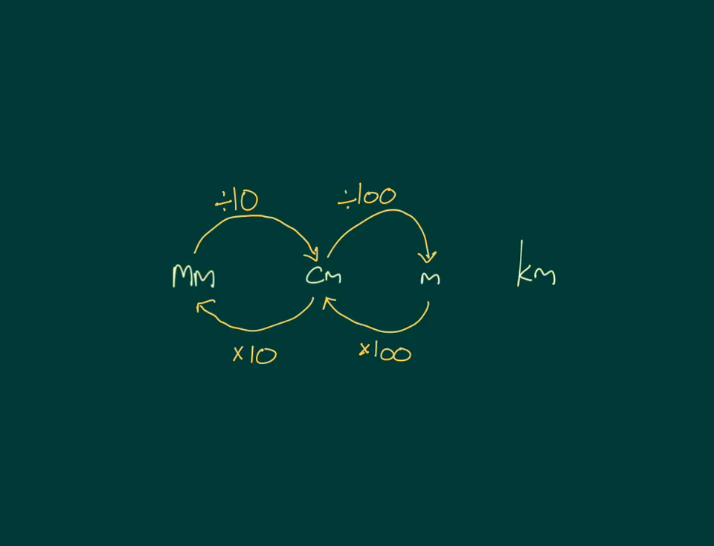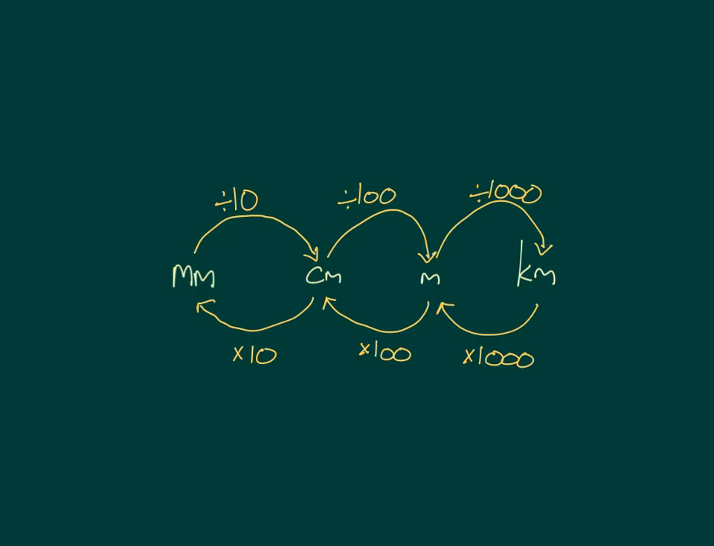Now, if we want to go from metres to kilometres, we have to divide by 1,000 because there's 1,000 metres in a kilometre. So we divide by 1,000. Again, to go from kilometres to metres, we must times by 1,000 because we do the opposite.